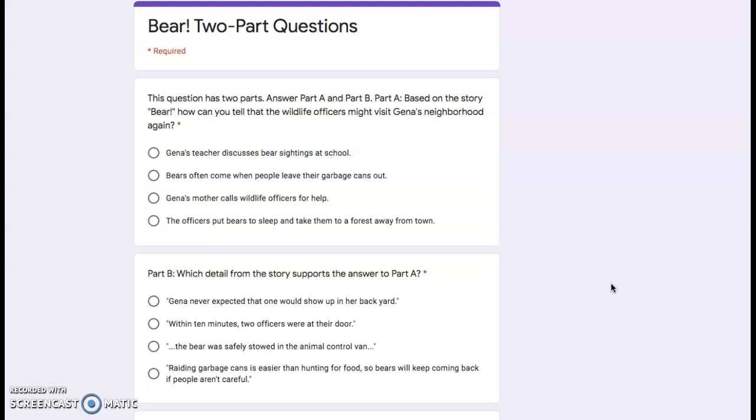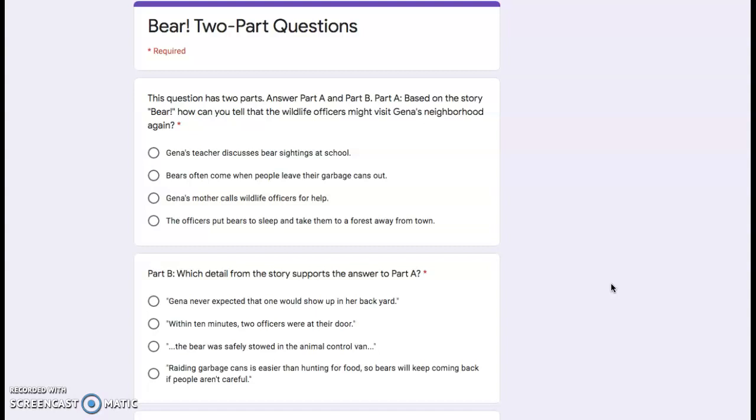Within 10 minutes, 2 officers were at their door. Gina pointed to a low branch of the maple tree, where the bear had settled. The officers went to their van and brought out a gun. "They're going to kill the poor bear?" Gina said. "No, that's a tranquilizer gun," her mother said. "They'll shoot the bear with medicine to put the bear to sleep. Then the officers can take it away." "What will happen to the bear?" Gina wondered. "The officers will take the bear to a forest away from town and release it."